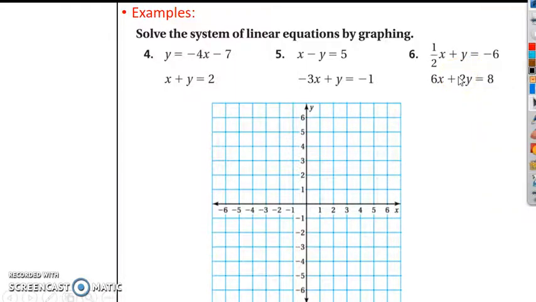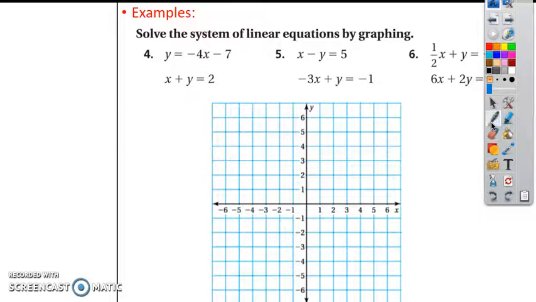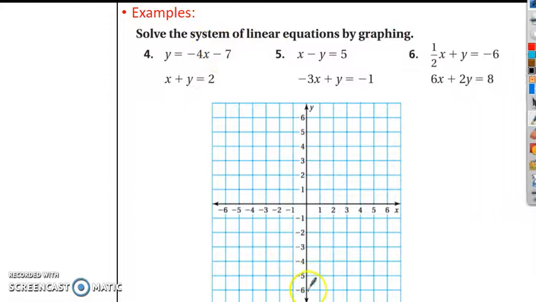So our first equation for example number 4 is already in y equals mx plus b. We're good to go with that one. So I'm going to graph it. Negative 7. Fall 4. Ooh, I fall even more off the graph. So let's work this one backwards. Up 4, 1, 2, 3, 4, left 1. Up 4, 1, 2, 3, 4, left 1. 1, 2, 3, 4. Let me go back and check that. 1, 2, 3, 4.